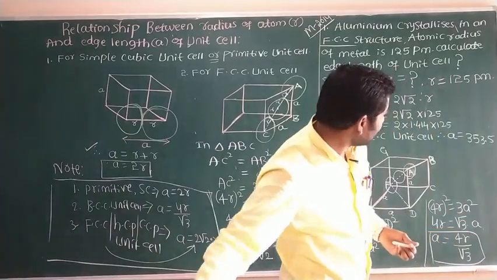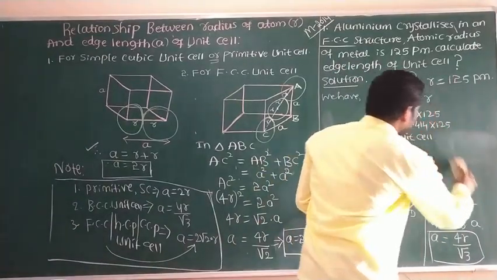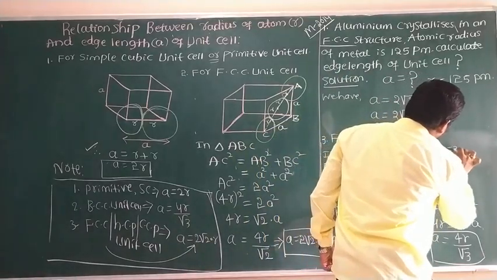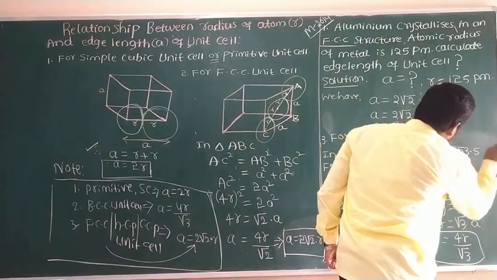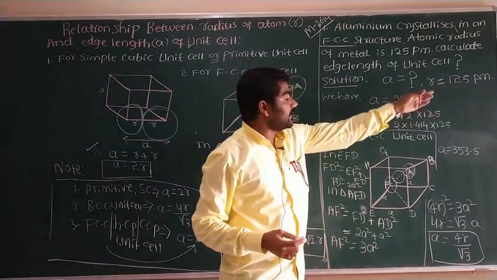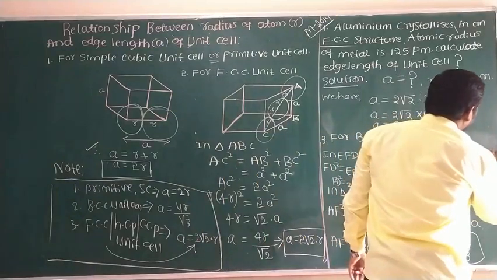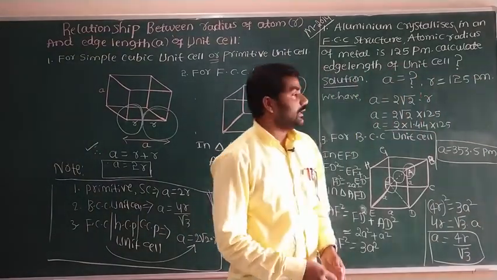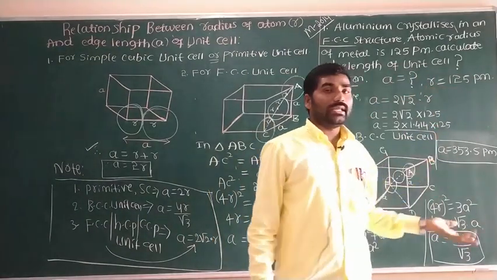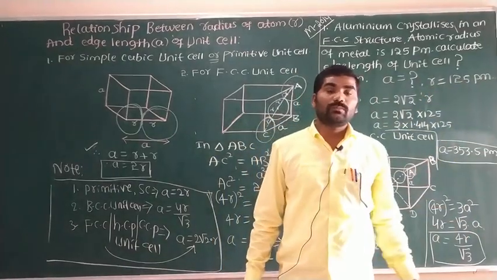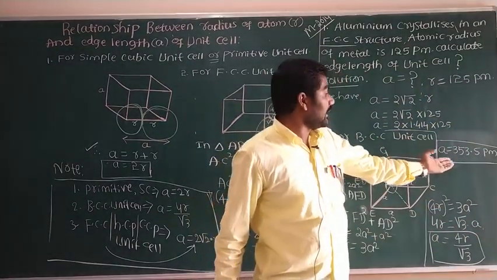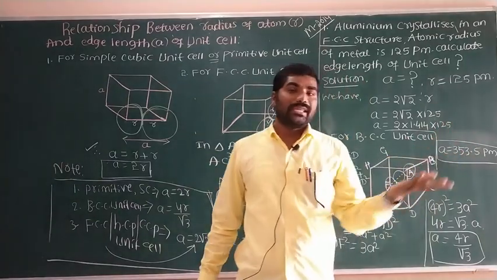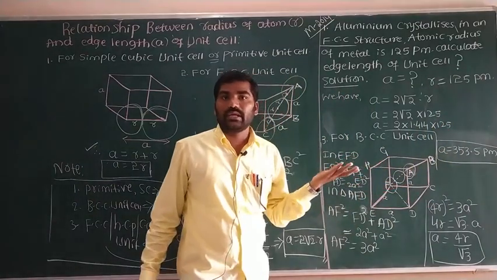Therefore the value of edge length A equals 353.5. Here the radius is expressed in terms of picometer. Therefore, the value of edge length you have to express in terms of picometer, or you can also convert into meter. 125 picometer converted to meter: r equals 125 into 10 to the power minus 12 meter. Therefore, in the final answer edge length A equals 353.5 into 10 to the power minus 12 meter. No need to convert the unit again to SI unit.